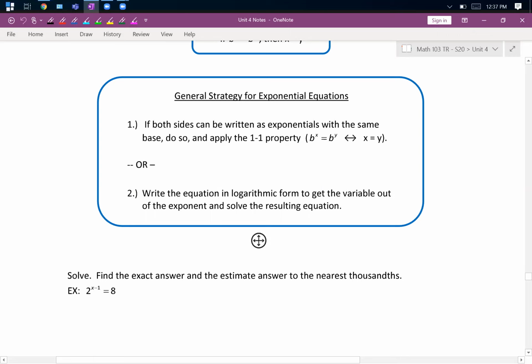If we can't use the one-to-one property, we want to write the equation in logarithmic form to get the variable out of the exponent and solve the resulting equation. Both of these techniques, that's what we're trying to do. We're trying to get the variable out of the exponent so that we can solve for it.